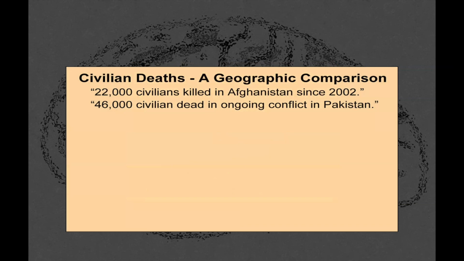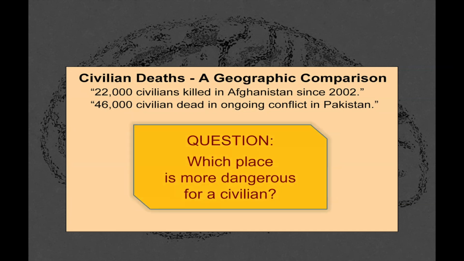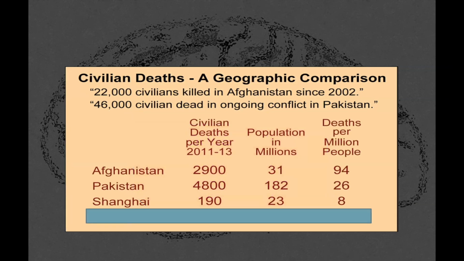22,000 civilians were killed in Afghanistan since 2002. 46,000 civilians are dead in an ongoing conflict in Pakistan. Which place is more dangerous if you're a civilian? What do you need to do to make a fair comparison? And in this case, you need to adjust for population because Pakistan has a much larger population than Afghanistan. So your deaths per million people in Afghanistan are almost 4 times as many as they are in Pakistan.